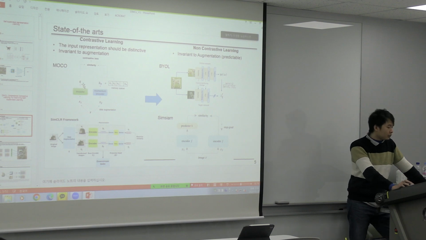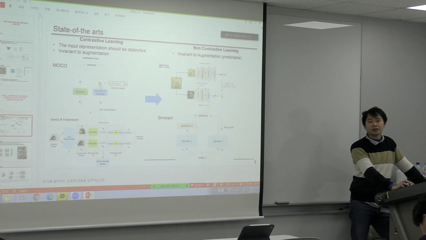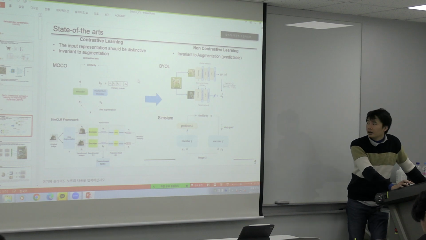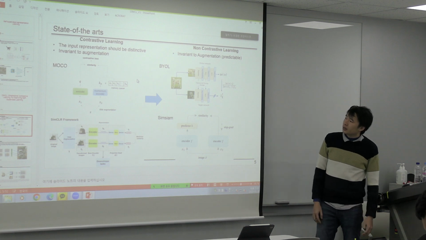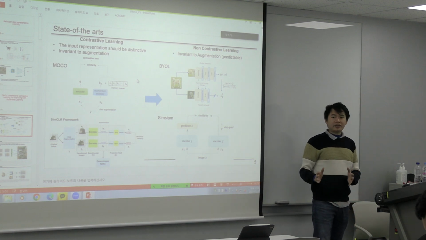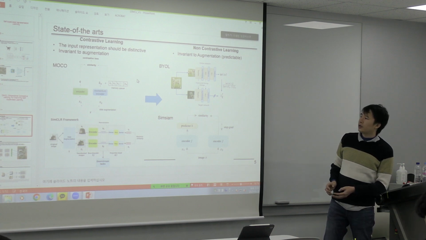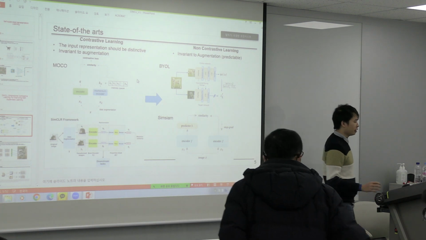And the query and key here should be invariant to augmentation, right? So we have to make the query and key similar. And to make every input representation distinctive, they further introduce the negative samples. The negative samples are nothing but the representation of all the images other than the considered image.